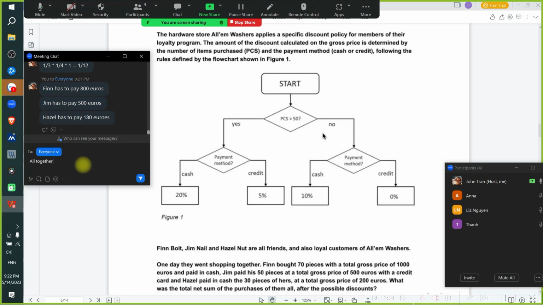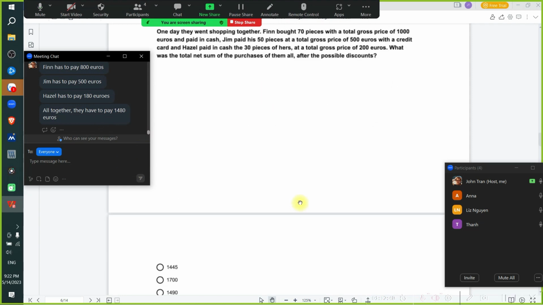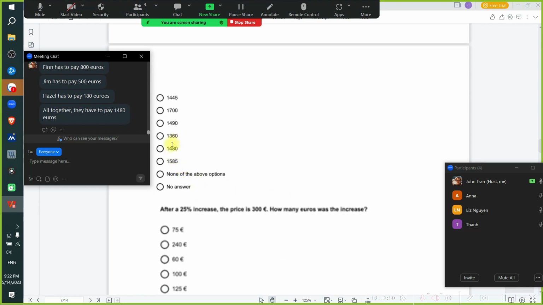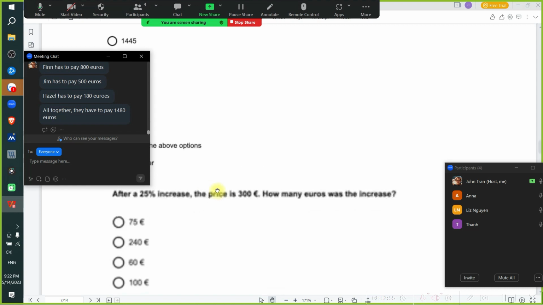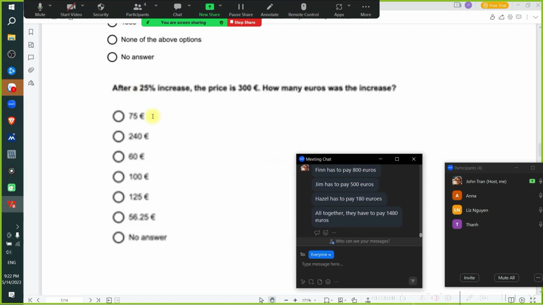How much do they pay? 1,480. So 1,480, isn't it? Yes. 1.480 đúng không mọi người? Yes. 1,480 euros. Yes, very good. You got it. Here, the answer is 1,480, isn't it? Okay. Cái chỗ này nó in hơi bị mờ, các bạn chịu khó. The print here is a bit blurry. Please bear with me.